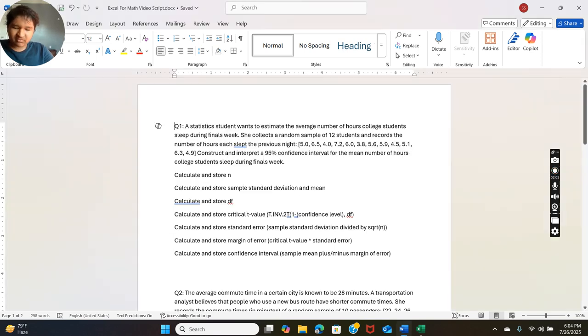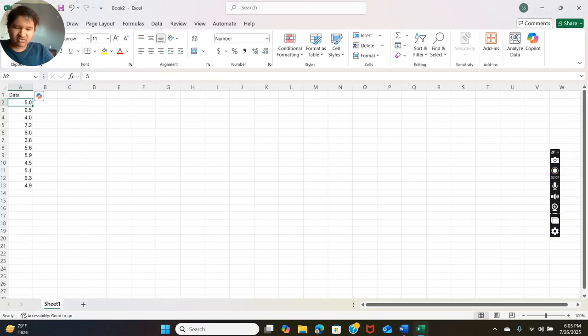The task first: switching to Excel from the Word document. Book 2. So I have a blank Excel workbook document. And the first step is to get the data, which I already have in this document. Blank, B2. So our data is in column A.